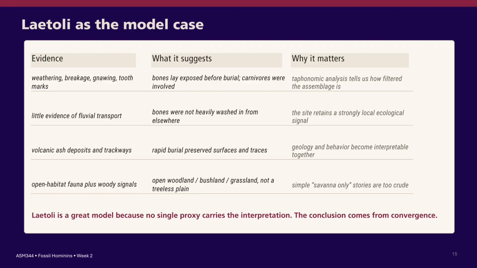Paleoecologically, the evidence from Laetoli suggests a mosaic of open woodland, bushland, and grassland elements. Open habitat taxa are important, but phytoliths, isotopes, and other lines of evidence indicate woody components as well. A hypothesis can be historically important and still need revision.